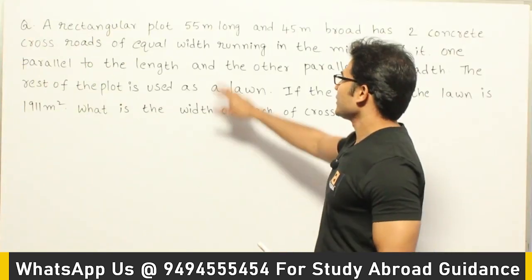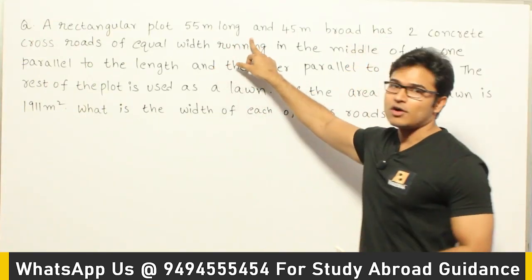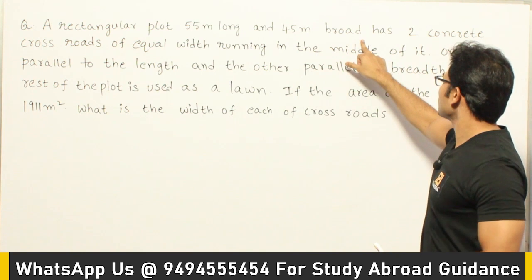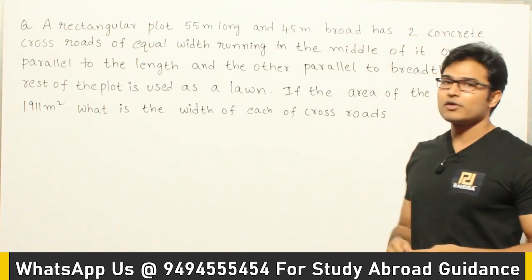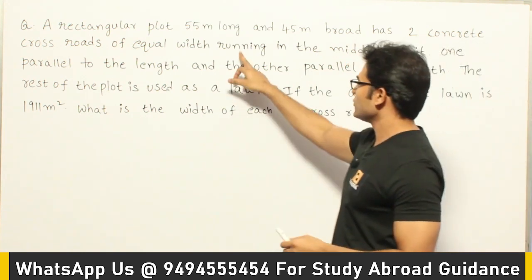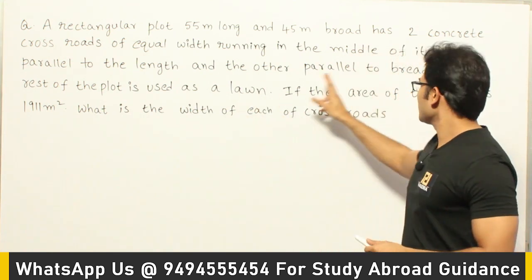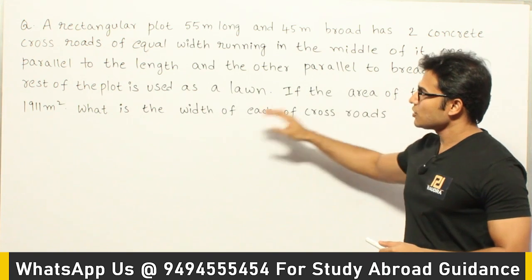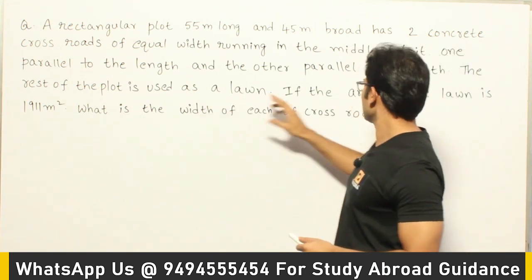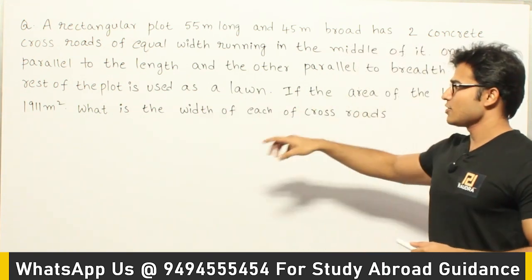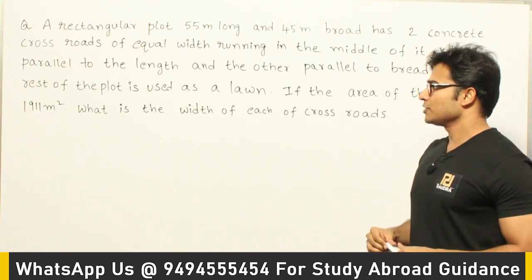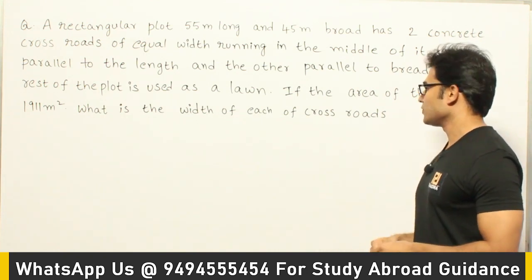A rectangular plot 55 meters long and 45 meters broad has two concrete crossroads of equal width running in the middle of it, one parallel to the length and the other parallel to the breadth. The rest of the plot is used as the lawn. If the area of the lawn is 1911 meters square, then what is the width of each crossroad?